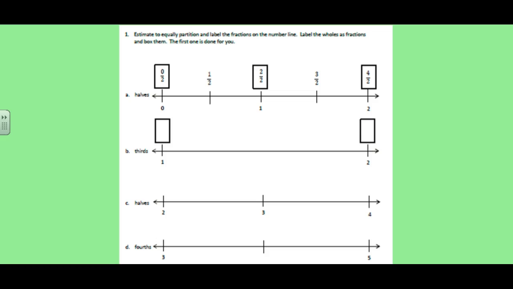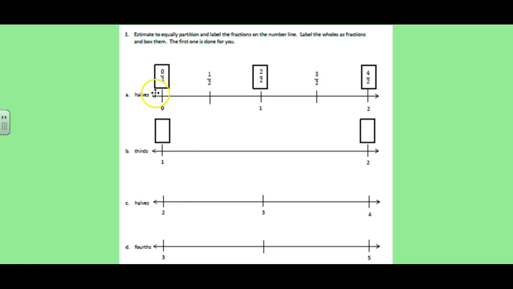Okay, so it says estimate to equally partition and label the fractions on the number line. Label the wholes as fractions and box them. The first one is done for you. So they're putting their fractions above the number line, so that's where you're going to need to be putting yours today. We normally put them at the bottom of the number line or underneath the number line, but today we're just going to put them up at the top because that's where they left the room for you to write.